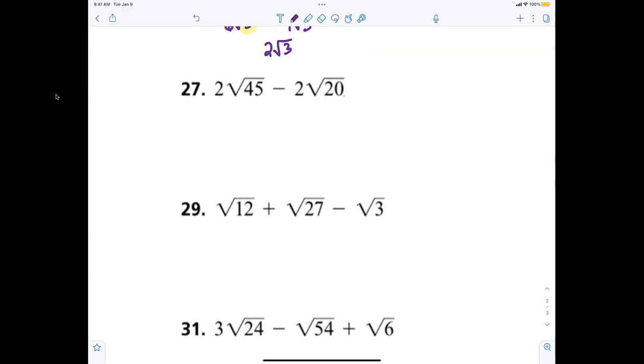Come on, you really don't need calculators. Calculators are holding you back if you're using a calculator. All right? It's embarrassing if you can't tell me the factors of 45 and the factors of 20.